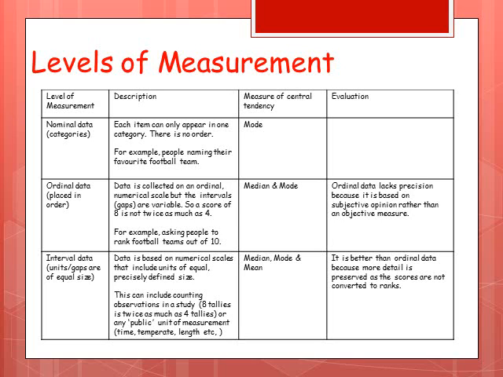Ordinal data is where the data can be put in an order, but the intervals or the gaps are variable. So the score of 8 might not be twice as much as a score of 4. So we ask people to rank their football teams out of 10. Or we ask people to put their favourite subjects in order. We can use the median or the mode. Ordinal data lacks precision because it's based on subjective opinions rather than an objective measure.